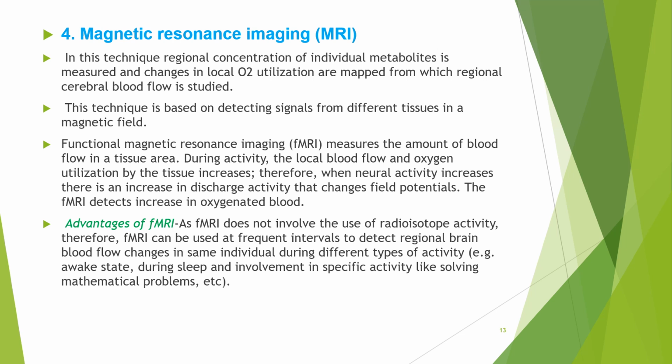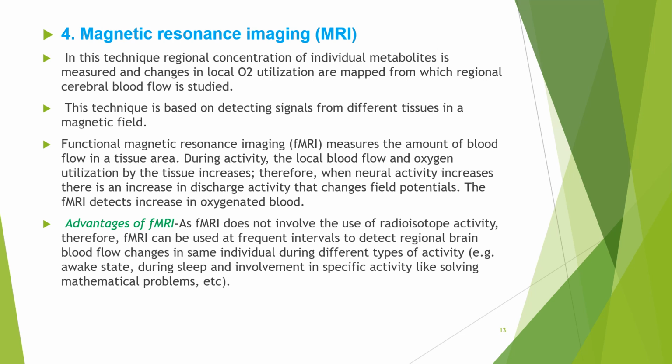And you have another term called fMRI, that is functional MRI. It measures the amount of blood flow in a tissue area. So during activity, what happens? The local blood flow and oxygen utilization will be increased by that particular tissue. Therefore, when the neural activity increases, there is an increase in discharge activity that changes the field potentials. The fMRI detects increase in the oxygenated blood.